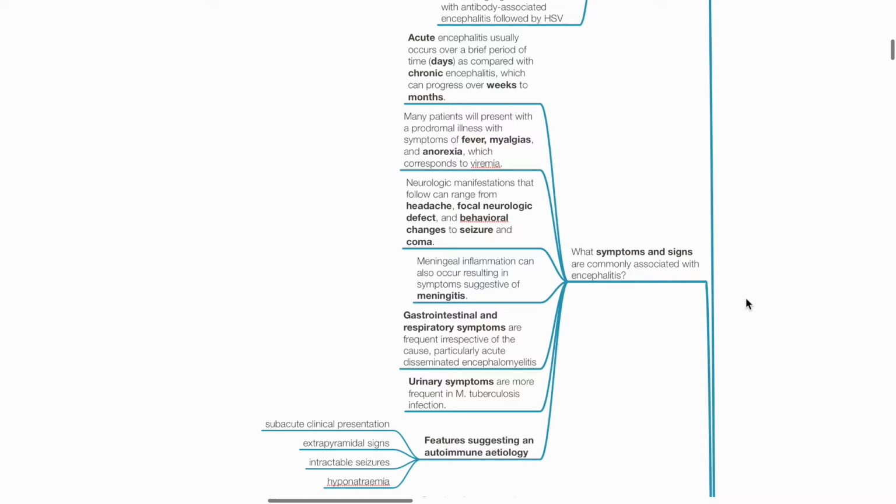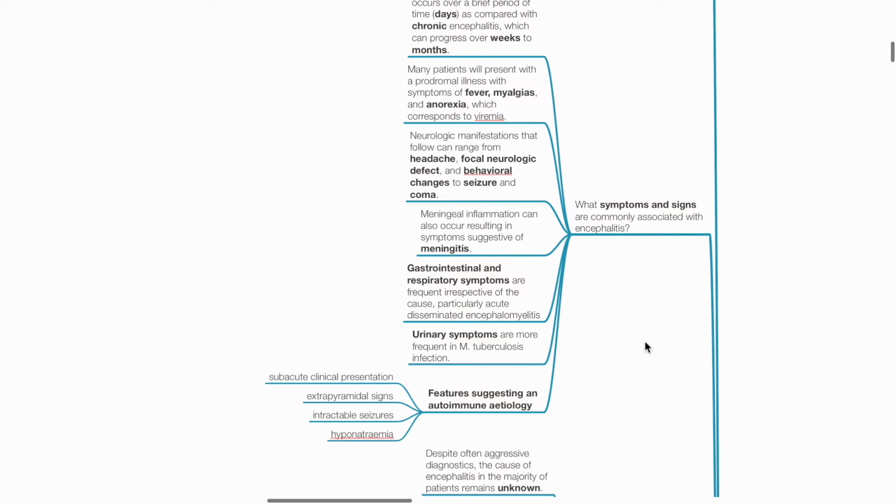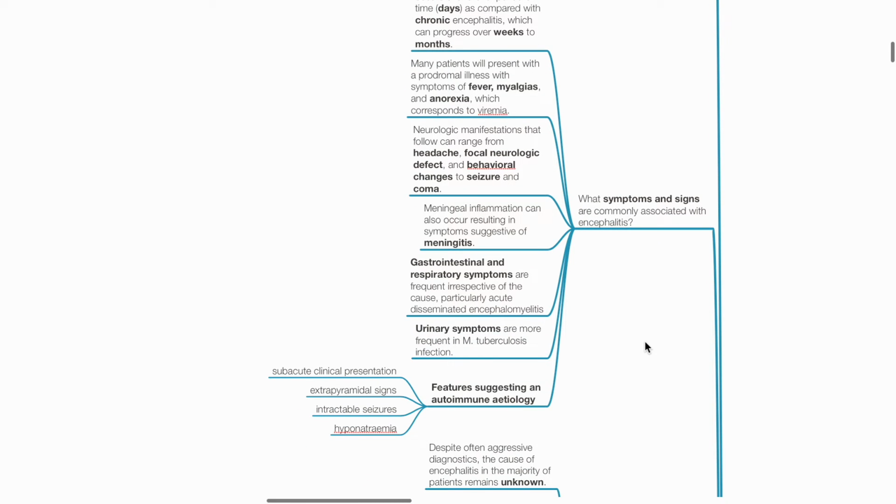Meningeal inflammation can also occur, resulting in symptoms suggestive of meningitis. GI and respiratory symptoms are frequent, irrespective of cause. Urinary symptoms are more frequent in TB infection. Features suggestive of autoimmune etiology include subacute clinical presentation, extrapyramidal signs, intractable seizures, and hyponatremia.